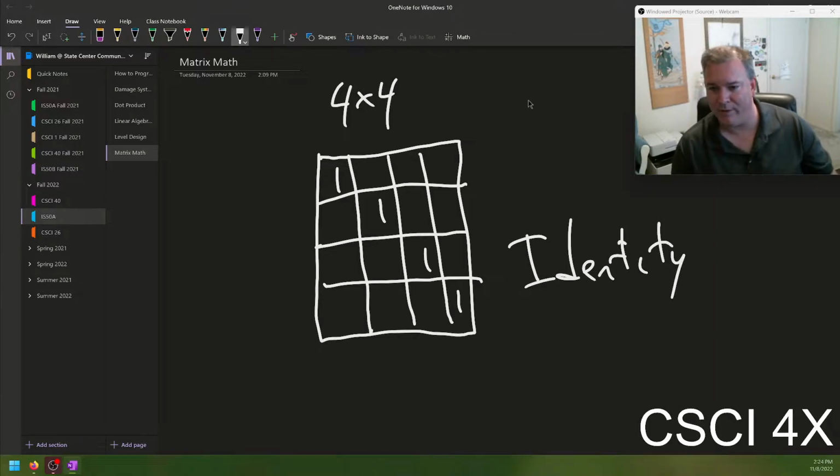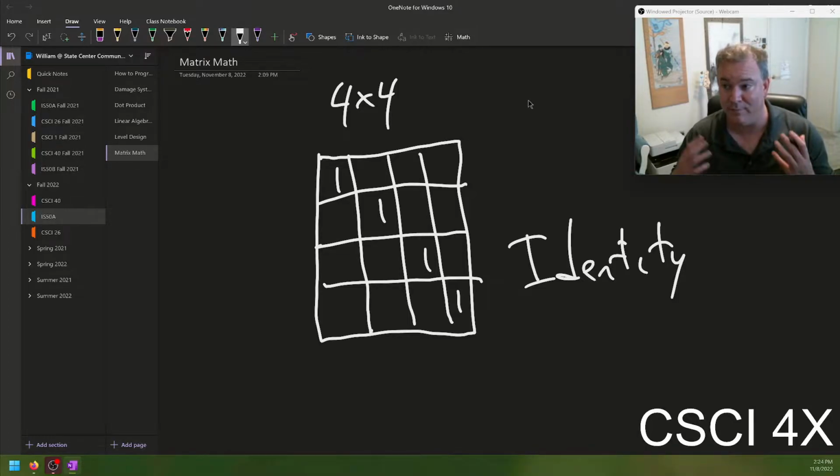If you multiply something by the identity matrix, you get the original thing back out. This is the matrix equivalent of times 1. So this is kind of like your go-to thing when you do matrix math.